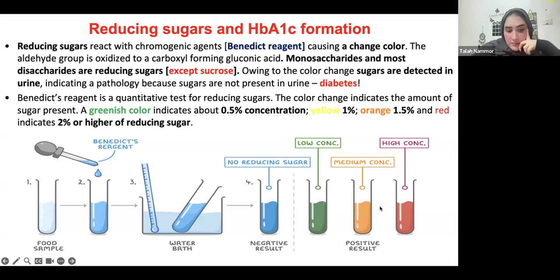Okay, that's a very important question. Since the reaction involves aldehyde groups, does this test also work on ketoses? I'm not sure, honestly. But theoretically, since the aldehyde group is the one that's oxidized, the answer to your question is no. I'm not 100% sure to tell you no for sure, but based on whatever the reagent is, yeah, it is a no.